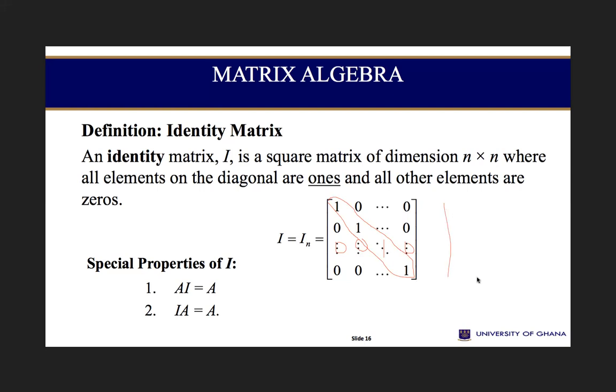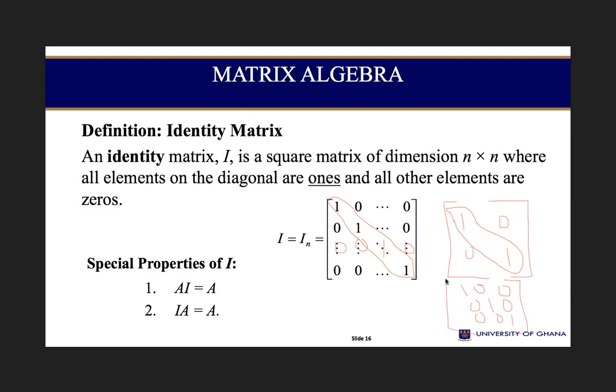So we can also get this as an identity matrix: 1, 0, 0, 1. You see the diagonal. So we can also have this as a matrix: 1, 0, 0, 0, 1, 0, 0, 0, 1. This is also an identity matrix.